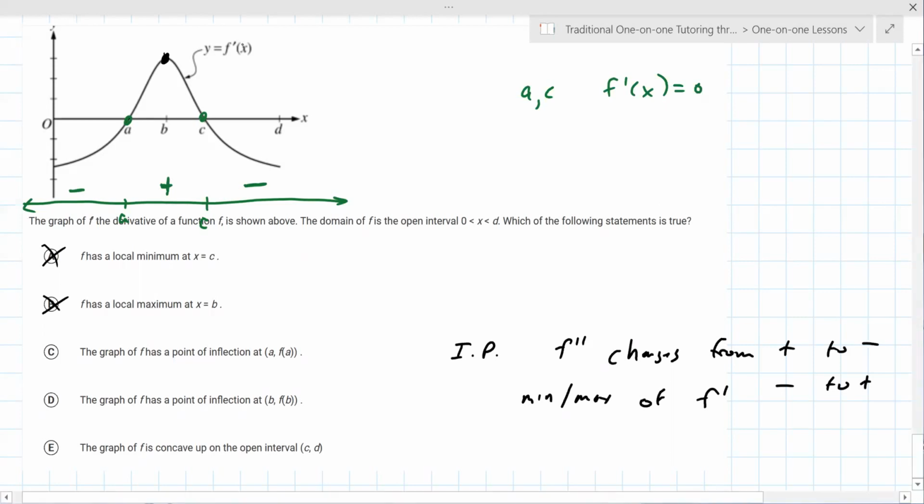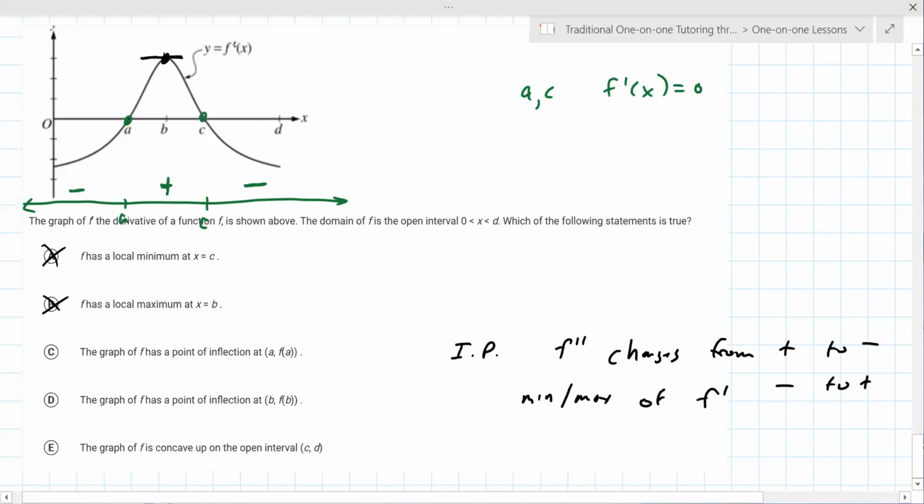Because you're given f prime, f double prime is the derivative of f prime. Wouldn't there be an inflection point at A and C then? So A is where the derivative is equal to 0. Yeah. The second derivative is only equal to 0 where the derivative has a horizontal tangent.